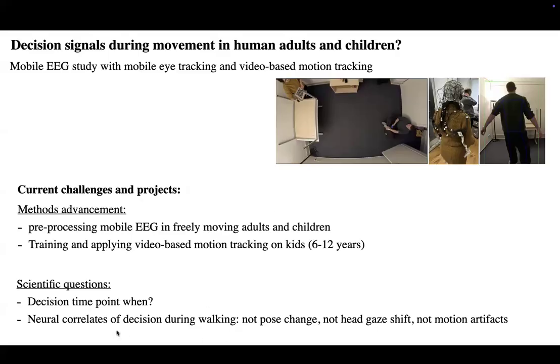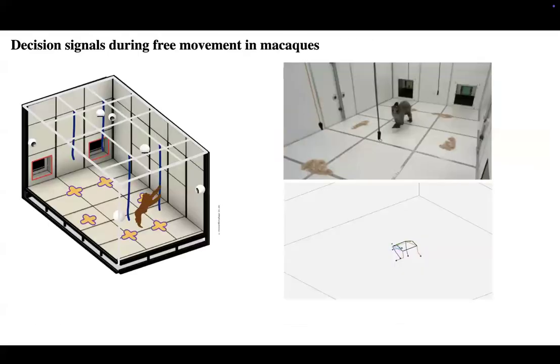And then the question, of course, would be for us, given that you guys are neural data scientists, the neural correlates of decisions during walking. So to model the data such that we can be quite confident it is the decision, it is a commitment to go to right or left that is driving the neural activity. It's not pose change, it's not head gaze shift, it's not motion artifacts. So basically trying to reproduce something that we've done in monkeys now in humans.